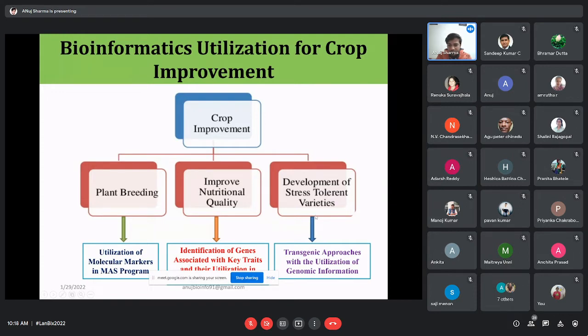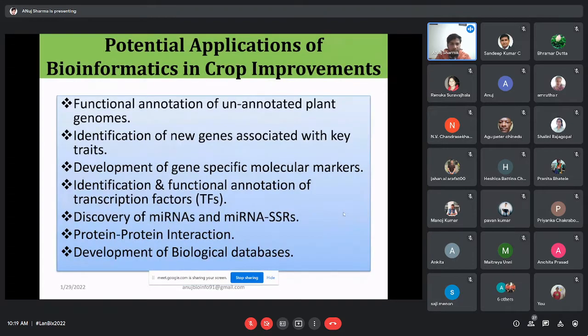There is also the transgenic approach, utilizing genomic information. If we know the candidate gene and its expression based on RNA-seq data available in public repositories or microarray data, then we can go for key gene identification and utilize it for the transgenic approach. Now the potential applications.